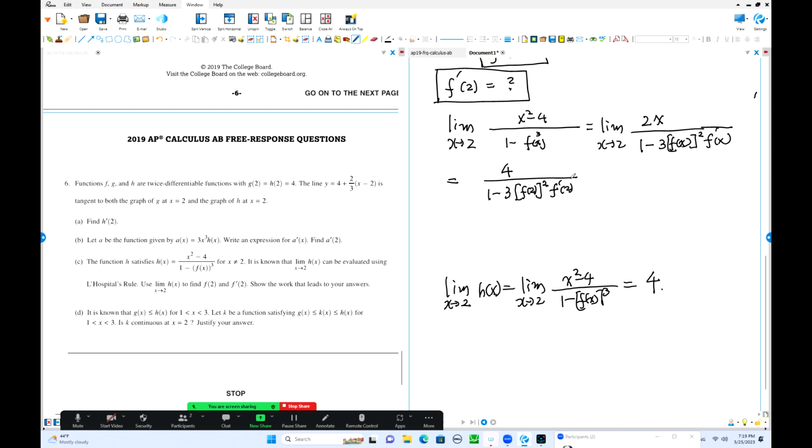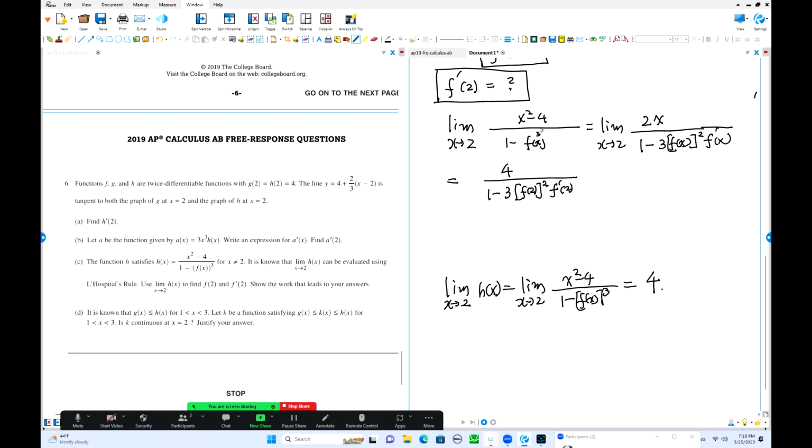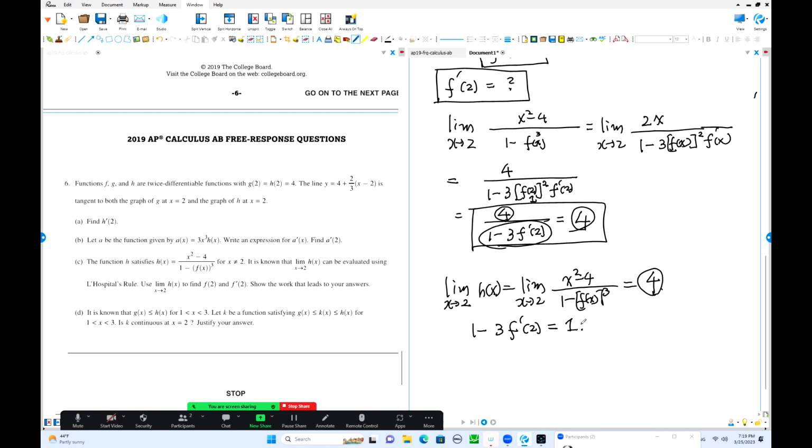But we know that f of 2 we already got over here, okay? f of 2 is 1. Are you okay with this? This one equals what? 4 over 1 minus, this is 1 squared, still 1, times 3, is 3 f prime 2. Are you okay? It's a little hard, okay? This one equals 4. From here we can find f prime 2. If this is 4, this is 4, this is 1, right? So 3 minus 3 f prime 2 should be equal to 1. Are you okay with this?